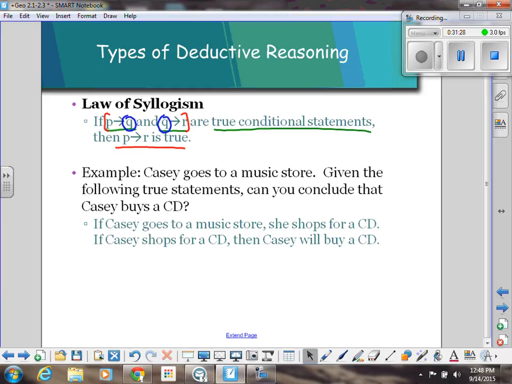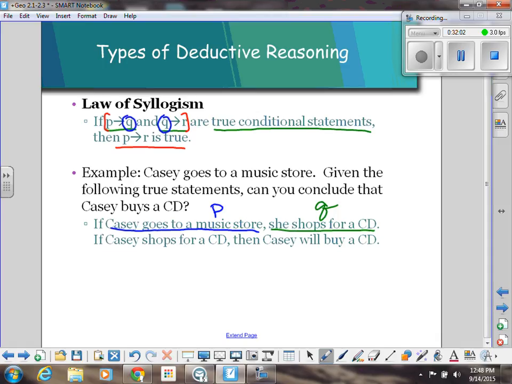R is another statement. So I'll show you this example. Notice that Casey goes to a music store. That's not a conditional statement, is it? It doesn't start with if. So that's not our conditional statement that we're talking about. It's down here. So if Casey goes to a music store, that's like my P, right? That's the hypothesis of the first conditional statement. She shops for a CD. That's my Q.